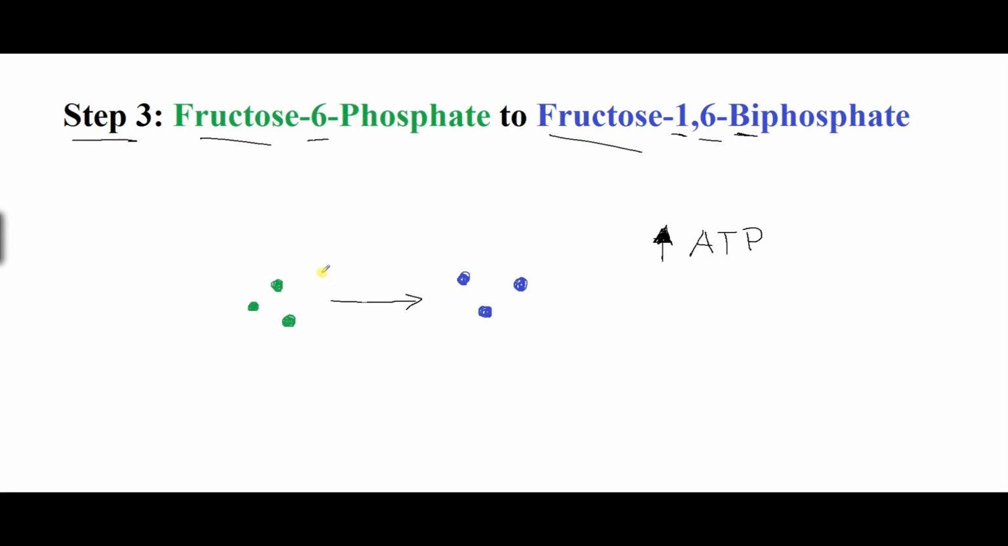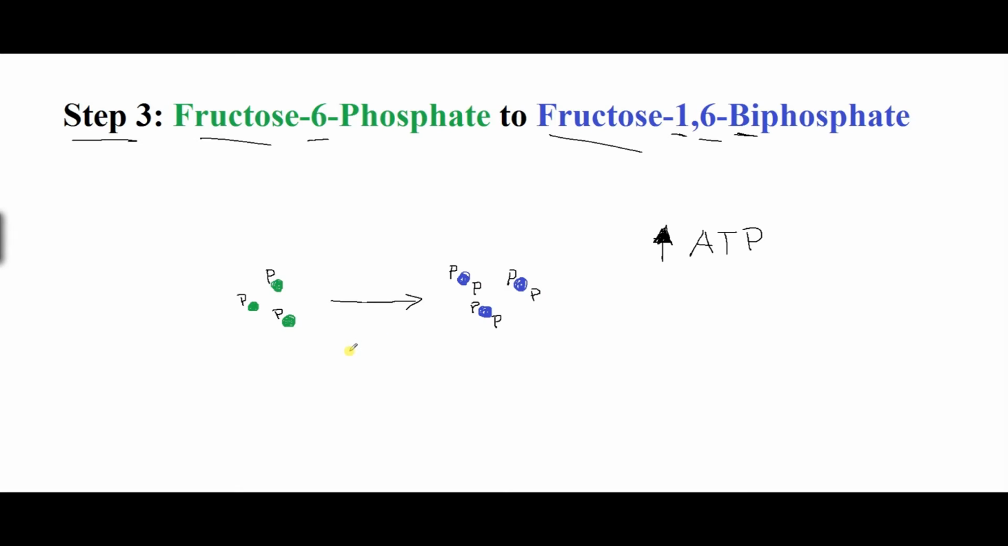Now, in general terms, how does that look? Well, our fructose 6-phosphate, which is illustrated in green here, hopefully you're not colorblind, has just one phosphate attached at the 6th location. Now, the fructose 1,6 biphosphate has a phosphate attached at both the 1st and 6th carbon.